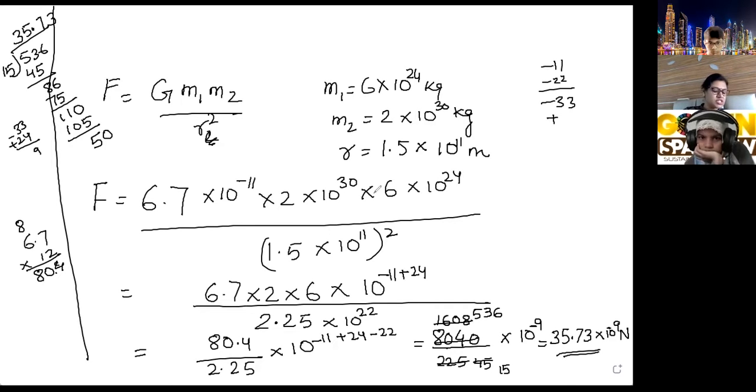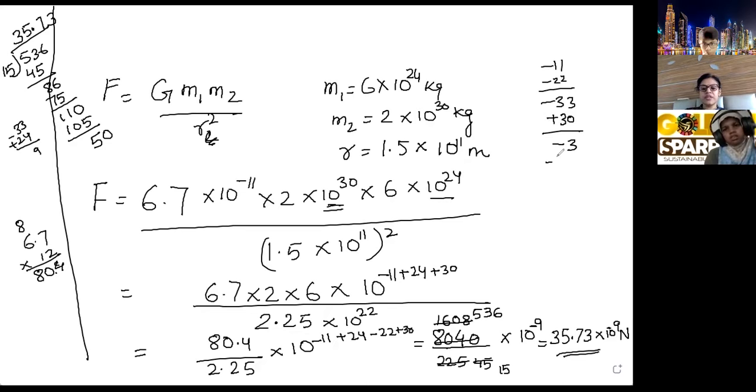Just a moment. Power का गड़बड़ हुआ है. I have not written 10 raised to 30 over here. So plus 30 is also there. Yeah. Plus 30 is also there. This power is also there. So plus 30 you will do, you get minus 3. And then plus 24 if you do, you get how much? 21. Power should be plus 21.